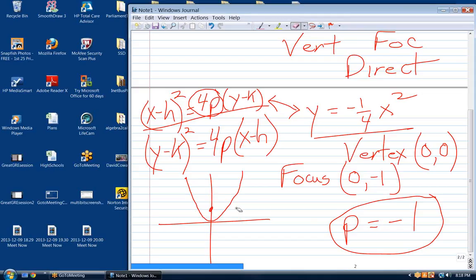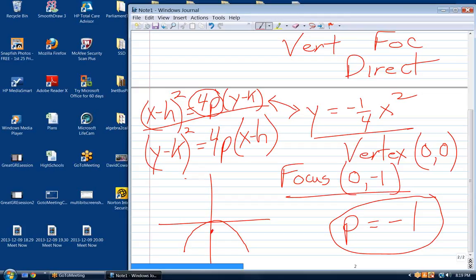Excuse me, I drew this wrong. We know it opens down. So the focus is there, not there. You with me? Sorry for the confusion. But the focus is same x-coordinate as the vertex, but the y-coordinate is down by the focal amount, which is -1. So the focus has a coordinate of 0, -1.